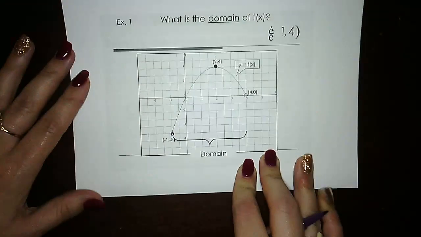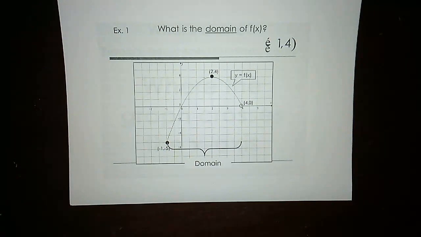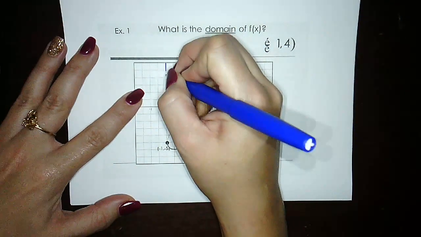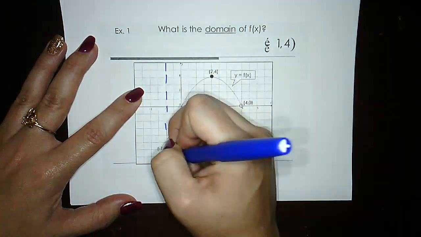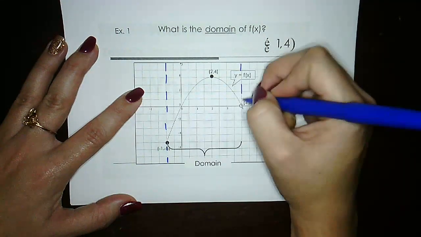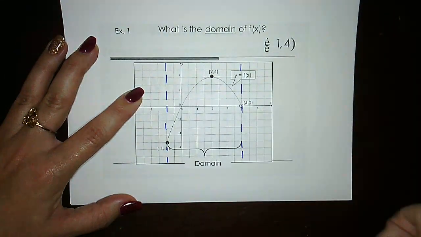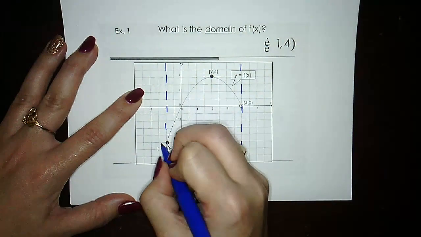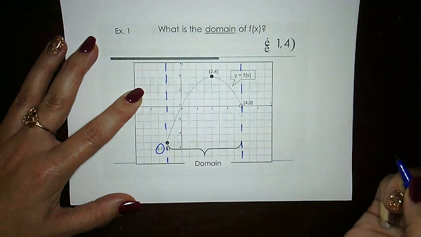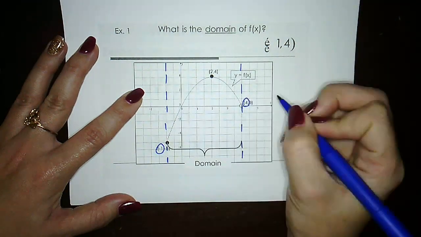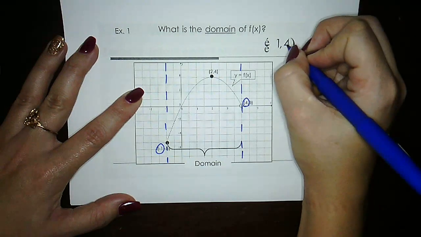So if we look at this example, I like to draw lines to help me better see what's going on. Domain is left to right. So I see that the function is going to start here and it ends over on this side. So what's my smallest x value? -1. What's my largest x value? 4. So this is -1, 4.